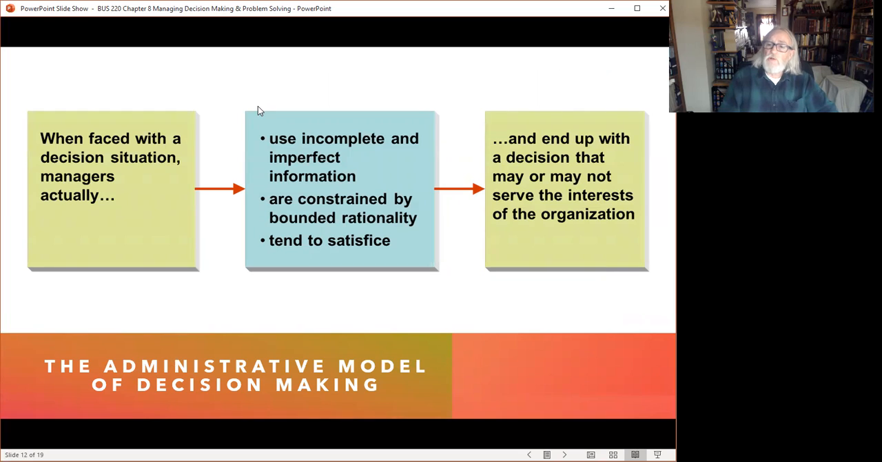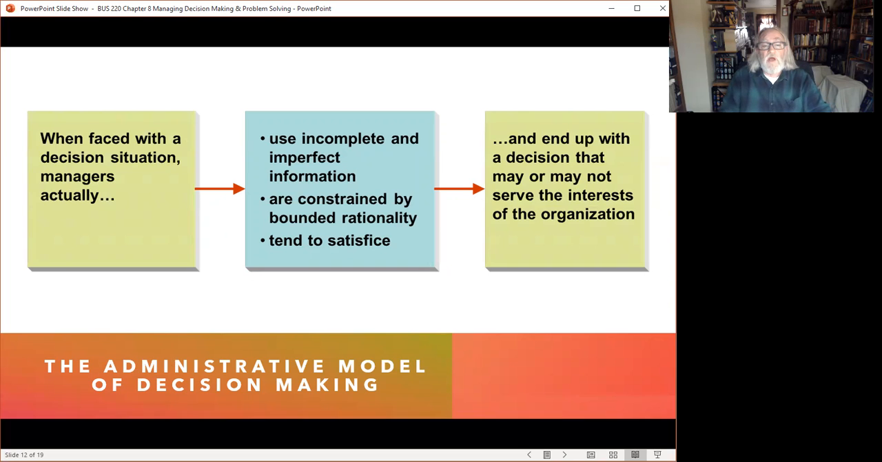Now, as opposed to the classical model of decision making, we have this one. This is reality, the administrative model of decision making. So what happens in the real world when you have to make a decision? A manager usually has incomplete information. He or she has imperfect information. And they're constrained by bounded rationality and a tendency that all of us have in American culture to satisfice. And when these things happen, we end up making a decision that's not necessarily going to serve our best interests or the best interests of the organization. So we really want to be careful about that.